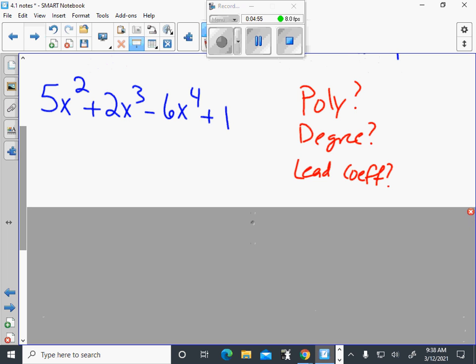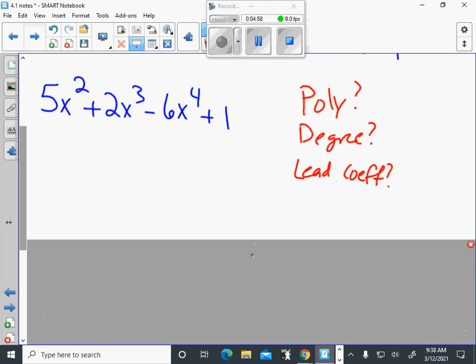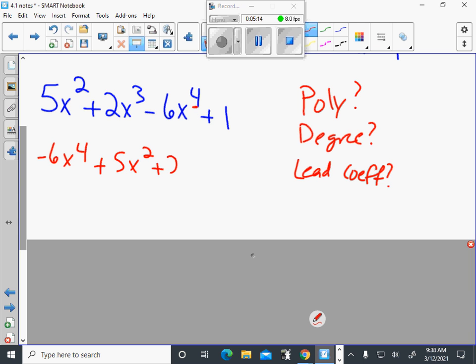How about that next one? 5x squared plus 2x to the third minus 6x to the fourth plus 1. Let's write this in standard form first. Highest degree is 4. So we have negative 6x to the 4th plus 5x squared plus 2x to the... Oh! See, I almost messed up. What's next highest? Not 2, but 3. So 2x to the 3rd is going to go next. After that, 5x squared. And then lastly, plus 1.